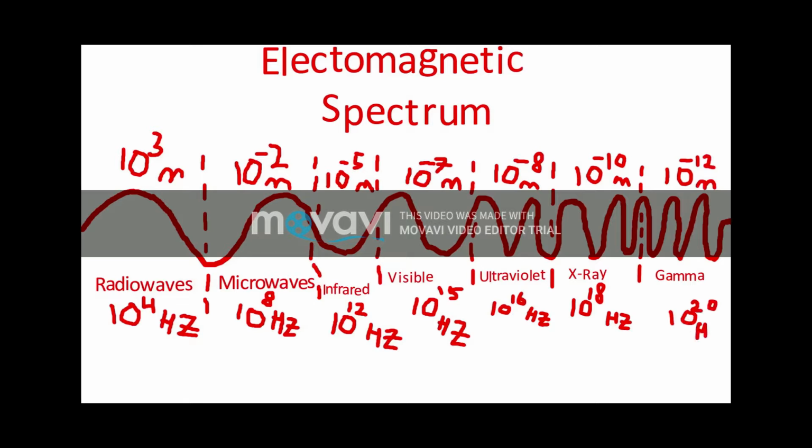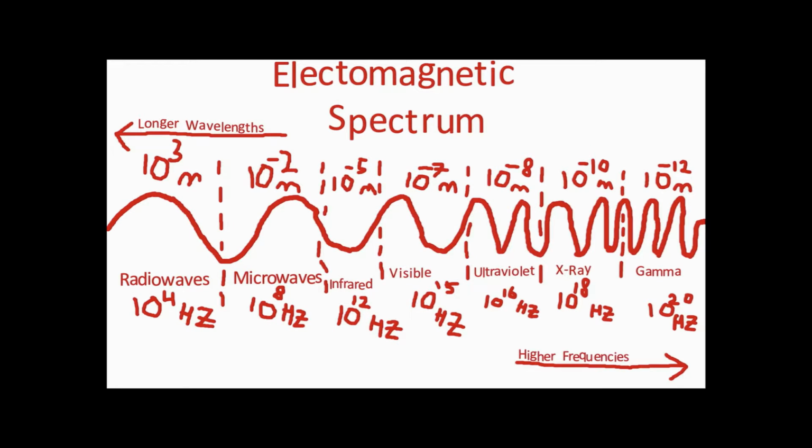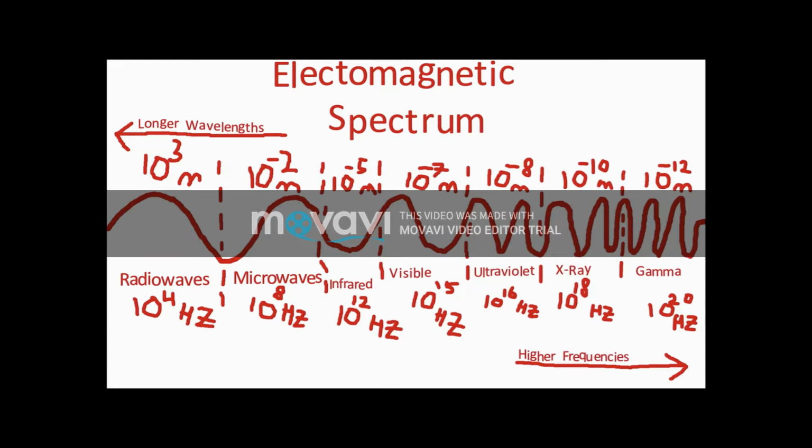To the right are regions of shorter wavelength and high frequencies. Gamma waves have the highest frequency, followed by X-rays and ultraviolet waves. Waves with higher frequencies have more energy, so a gamma ray has more energy than a radio wave.